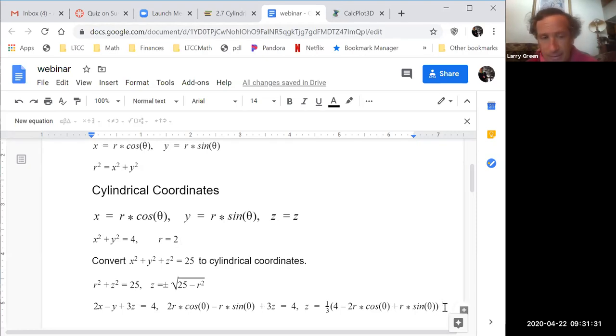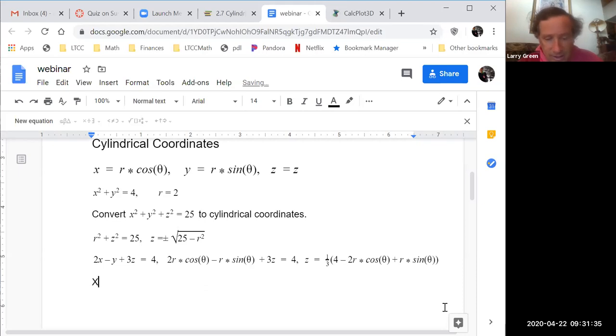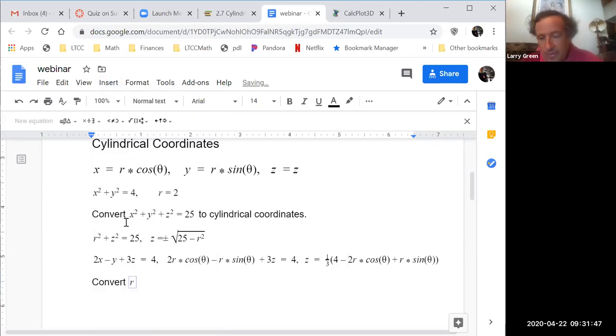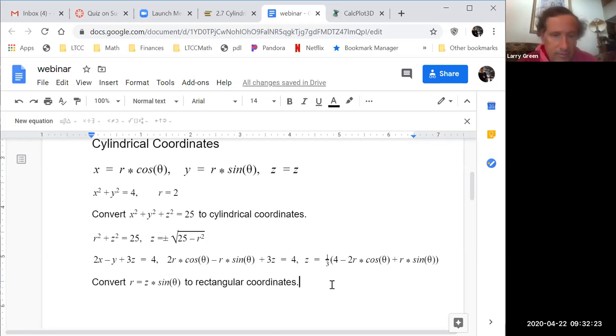Okay, what if we had something like, let's write the instructions: convert r is equal to z sine theta to rectangular coordinates. Okay, how might you do that?